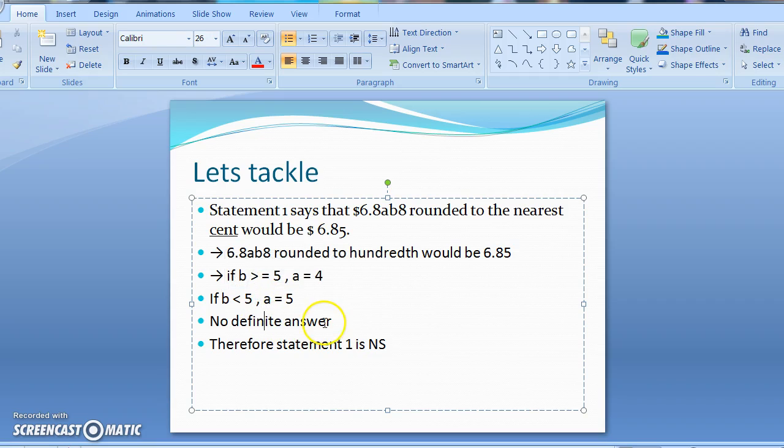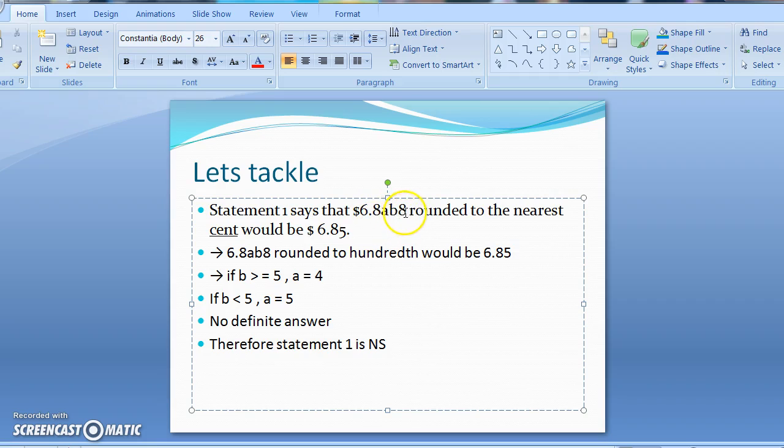Hence, we do not have a definite answer, and therefore statement 1 is not sufficient to answer this question. You might recollect that a statement is sufficient only if we get one definite answer, and therefore this statement is not sufficient to answer the question. Great. So just a quick recap.